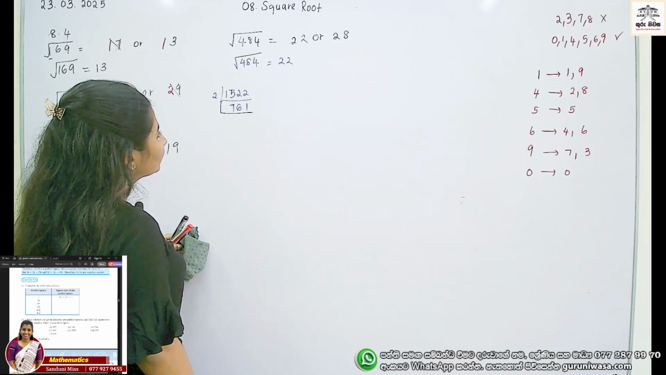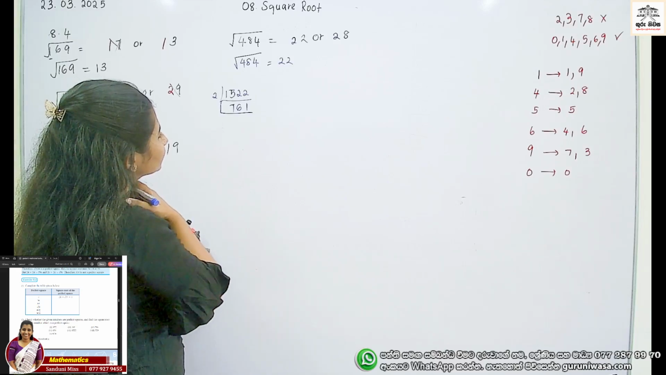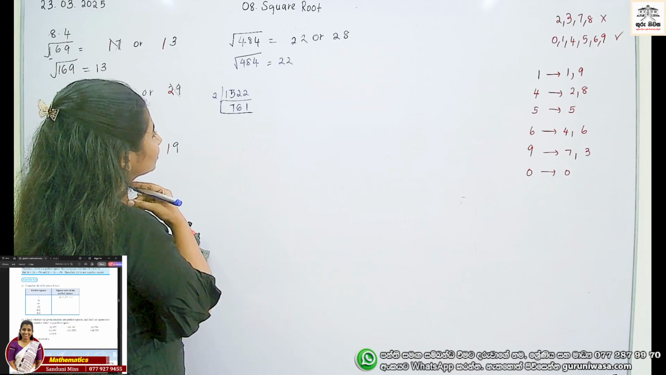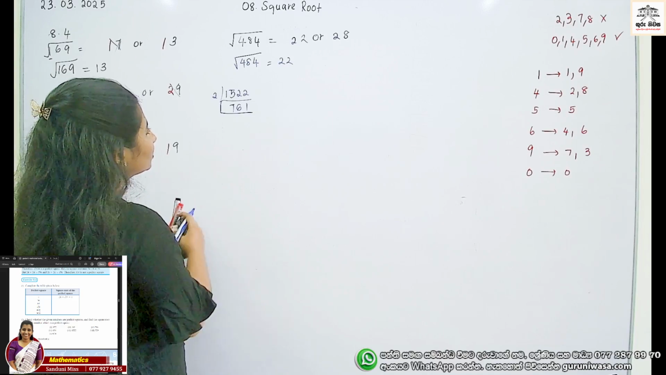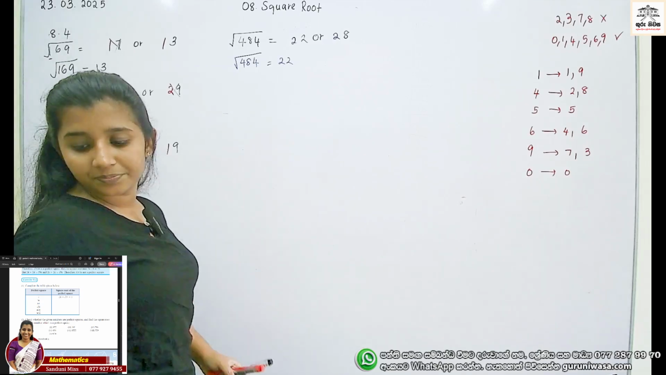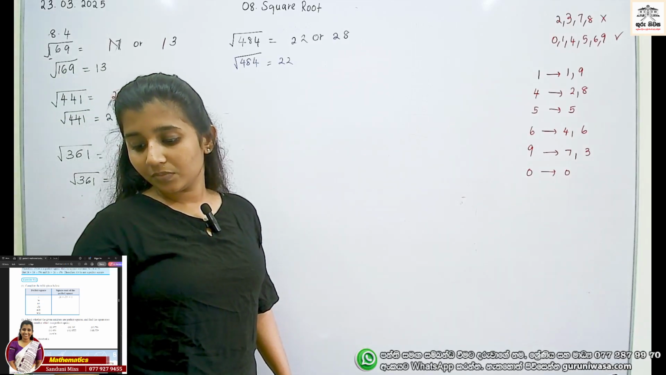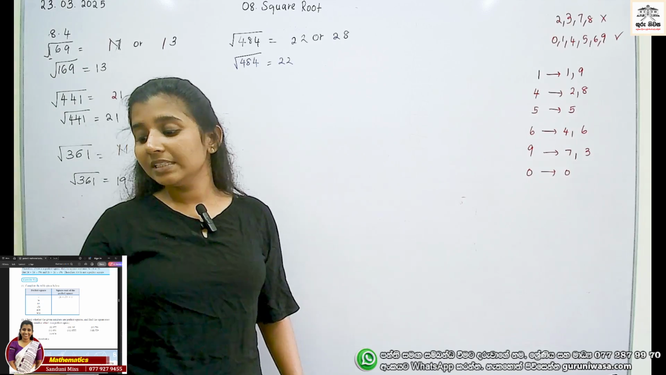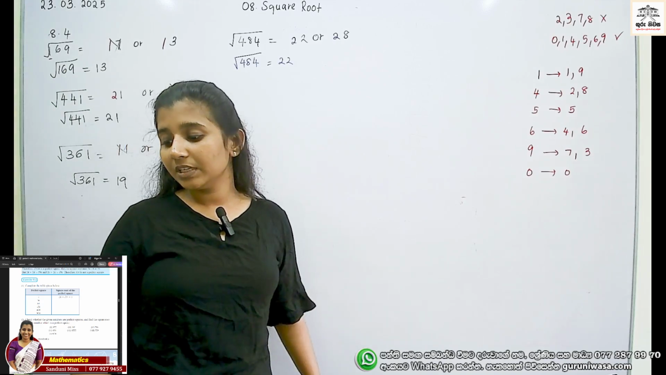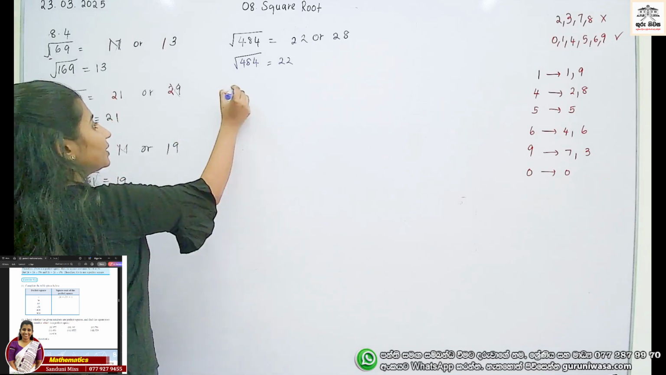Let's see whether we can divide it by 3. Oh, no, this is not a perfect square. And obviously the last digit is 2. So therefore it's not a perfect square. 529.